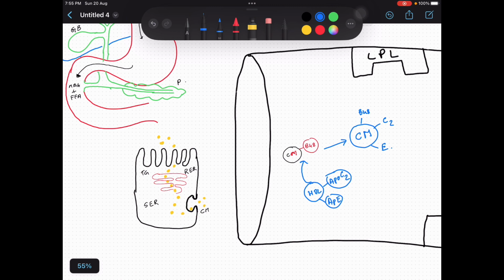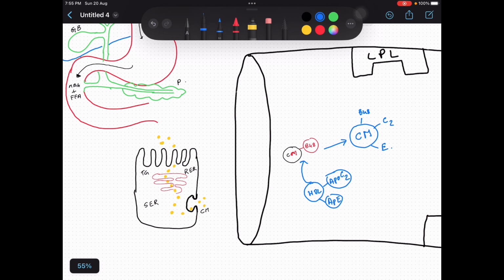Why this C2 is important is because in the endothelium of the blood vessels there is an enzyme called lipoprotein lipase, which is necessary for breakdown of triacylglycerol into free fatty acids and glycerol. This lipoprotein lipase will not be activated usually. It needs the presence of C2 to get activated.